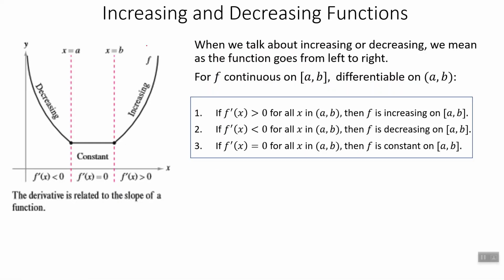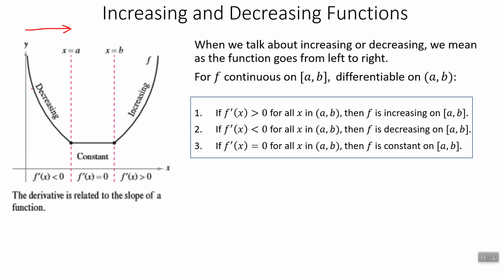If we take a look over here, we have a graph of a continuous function. We have a section here where it's decreasing, a section here where it's constant, and a section here where it's increasing. When we talk about increasing and decreasing, we're always moving from left to right, the direction we read. So as we move from left to right, what's happening with the function? As you can see here, it's going down.